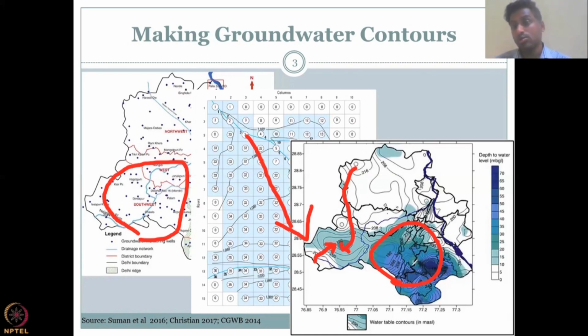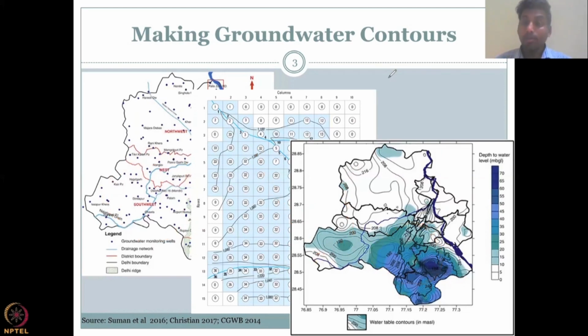Okay, so these two images are showing how you get the water levels from a map and then convert it into contours and then understand the groundwater flow direction. Magnitude is different, which is the volume, the rate, the flow, which we will be estimating through the governing equations. But it is also important to understand the direction of groundwater flow.